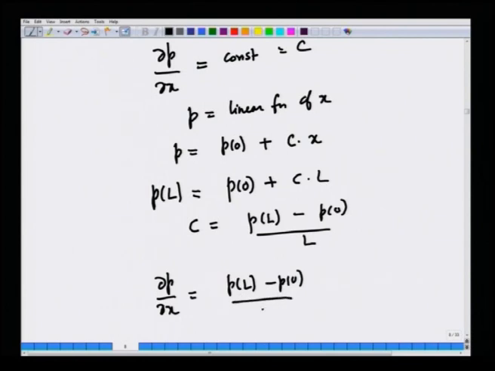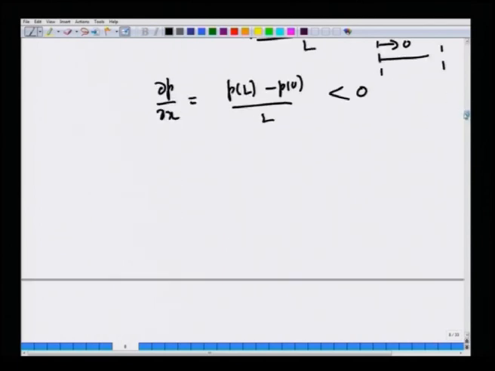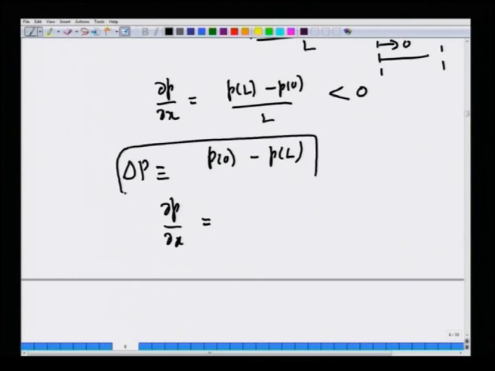divided by L. So, if the flow is in the plus x direction, then dp dx has to be negative, because the pressure at 0 must be greater than the pressure at L. Okay. So, if I call del p as p at 0 minus p at L, then partial p partial x will become minus del p by L.